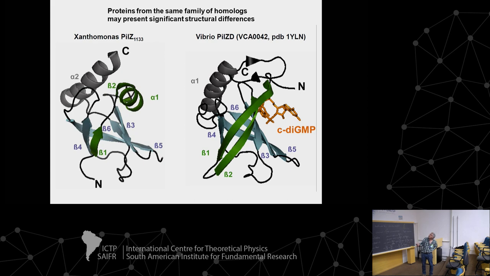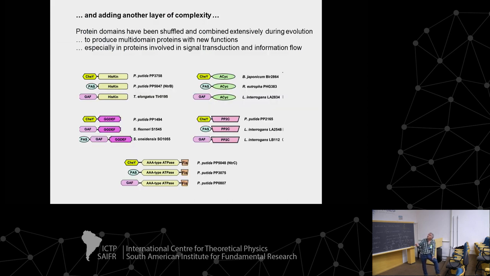Here, this amino terminal beta strand is in the opposite direction from this amino terminal beta strand. This one has an extra beta strand here, which in this case is an alpha helix. And this protein here binds a cyclic dinucleotide, whereas this protein doesn't. So even though they're in the same superfamily, you can see that they have similarities in sequence, but there are regions that are different. So you have to keep that in mind.